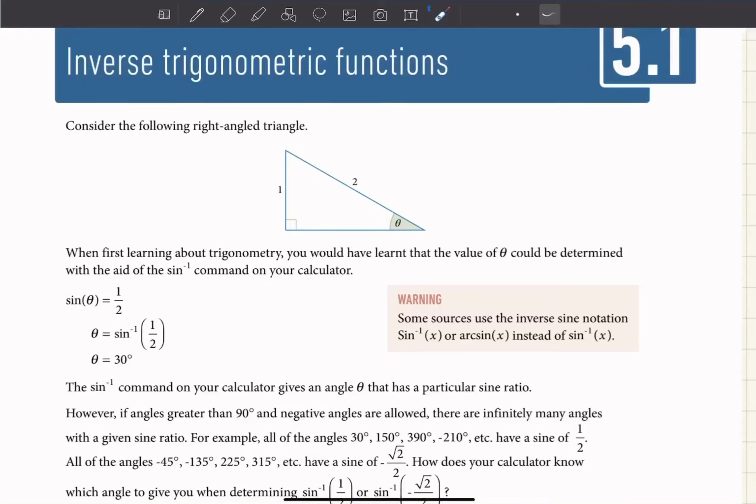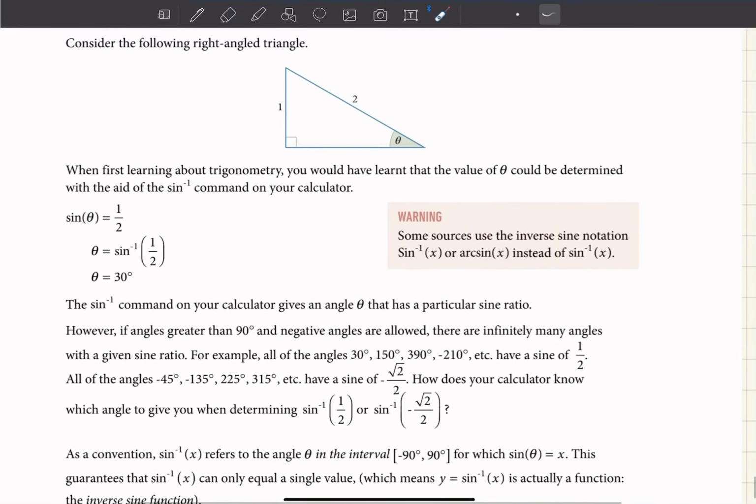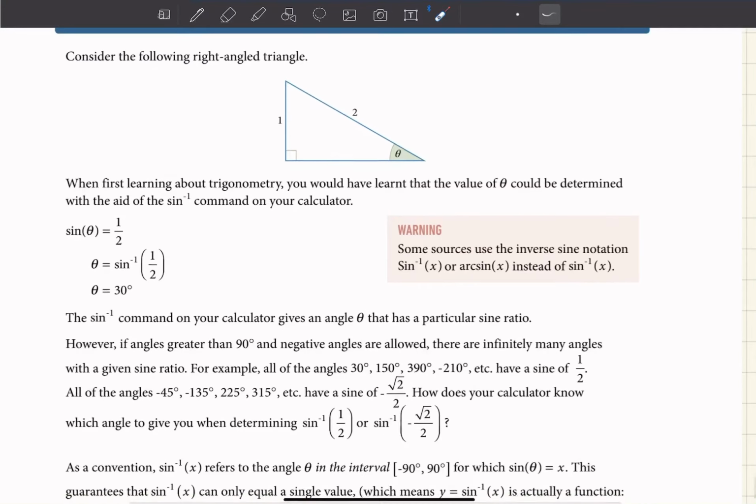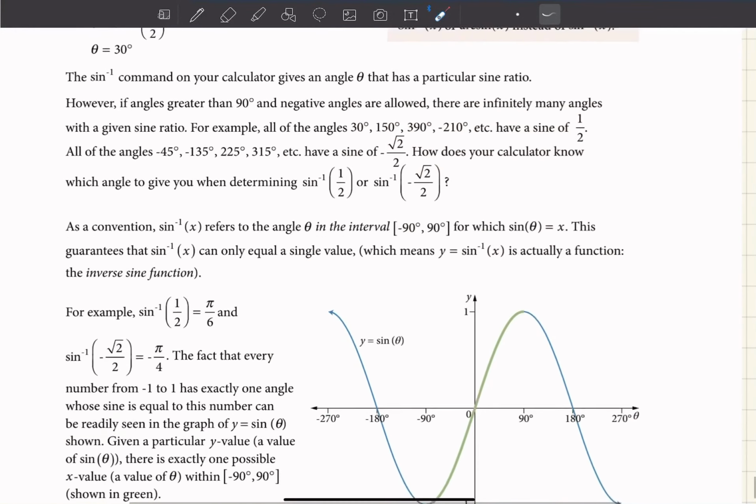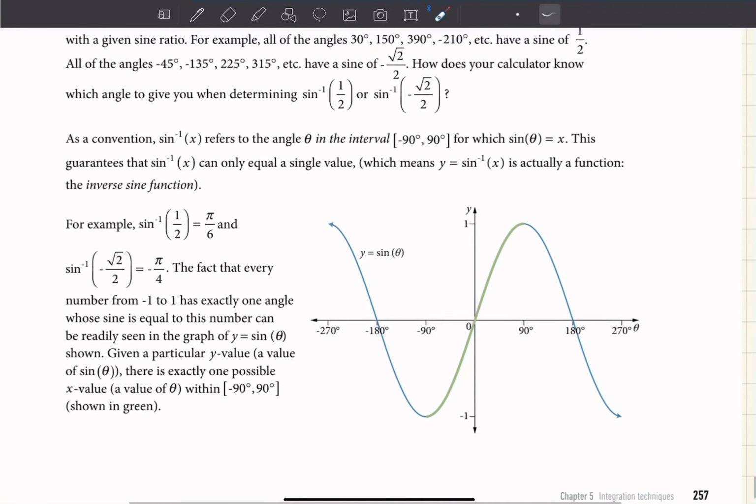Okay, so when you put into your calculator second function sine of 1 on 2, it could really give you any of these angles. It could give you back 30, 150, 390, negative 210, etc. Okay, so how does your calculator know which angle to give you if you're putting in something like second function sine of 1 on 2? And this is based on programming.